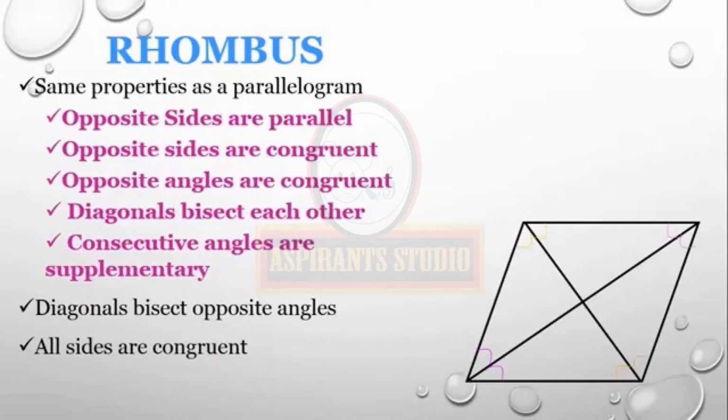Rhombus. Same properties as a parallelogram. Opposite sides are parallel. Opposite sides are congruent. Opposite angles are congruent. Diagonals bisect each other. Consecutive angles are supplementary. Diagonals bisect opposite angles. All sides are congruent.